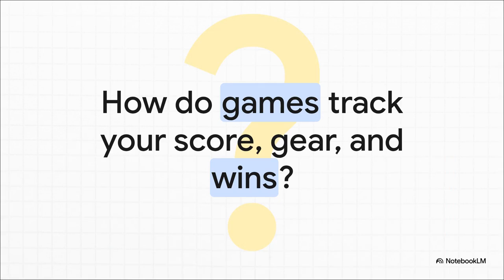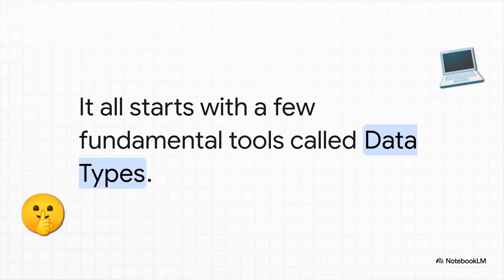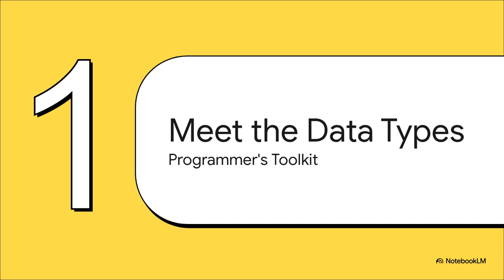I mean, seriously, have you ever stopped to think about it? How does your phone know you just landed a perfect shot or that your team is the last one standing? It seems super complex, right? But the secret, well, it's all in how a program handles the tiniest pieces of information. And really, the key to all of this is something really fundamental. The entire digital world you interact with, from your game stats to your K-pop playlist, it's all built on a simple foundation called data types. So, let's open up that toolkit and see what's inside.